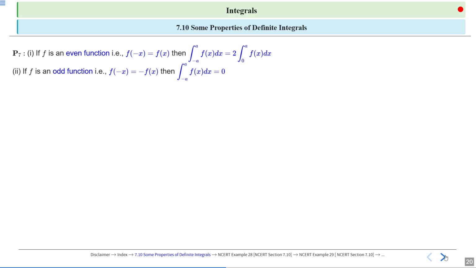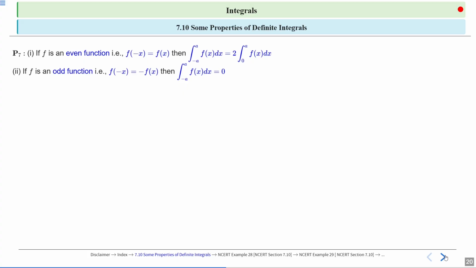Now P7 is: if f is an even function. I already gave you an example of an even function, x square. So if f(minus x) is equal to f(x), then just see clearly what your limit is. The limit is minus a to a of f(x) dx. If you want to apply any specific property of definite integral, we have to see what the limit is. The limit must be the same as in the property. So if you apply the property of even function, the limit must go from minus a to a. Then the integral of f(x) dx is equal to 2 times the integral from 0 to a of f(x) dx.